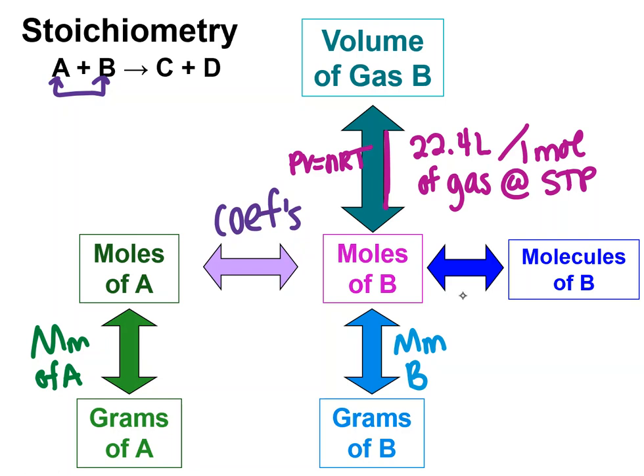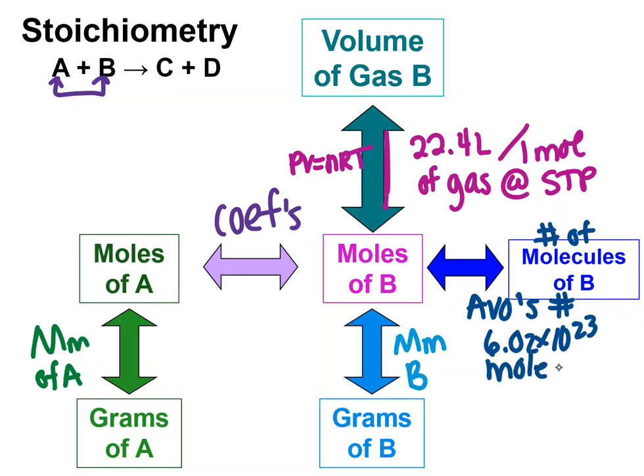Lastly, over here, there's a conversion we can do where we could go between moles of B, or moles of something, and molecules. When I say molecules here, I'm talking about number of molecules. And whenever you think about number of molecules in chemistry, you should be thinking about Avogadro's number. Molecules per mole.